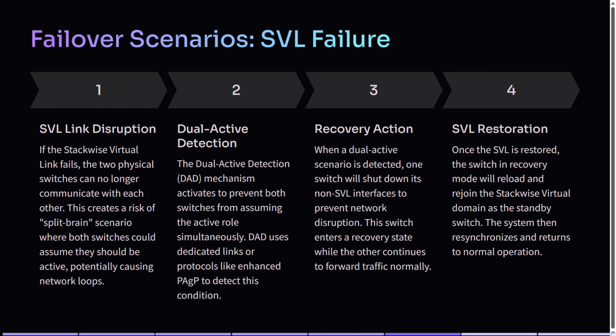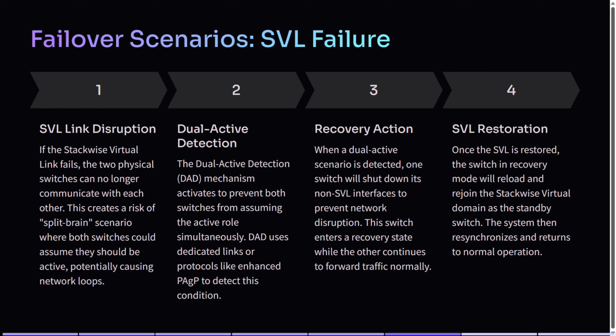1. SVL link disruption. If the StackWise Virtual link fails, the two physical switches can no longer communicate with each other. This creates a risk of split brain scenario where both switches could assume they should be active, potentially causing network loops.